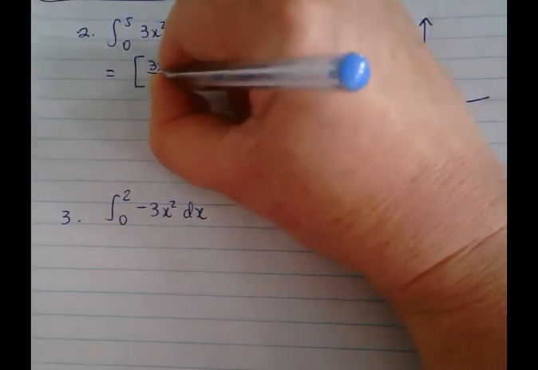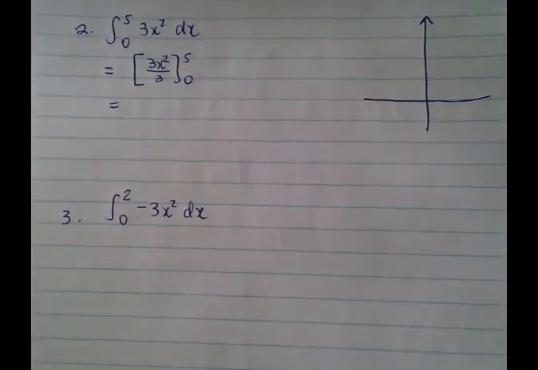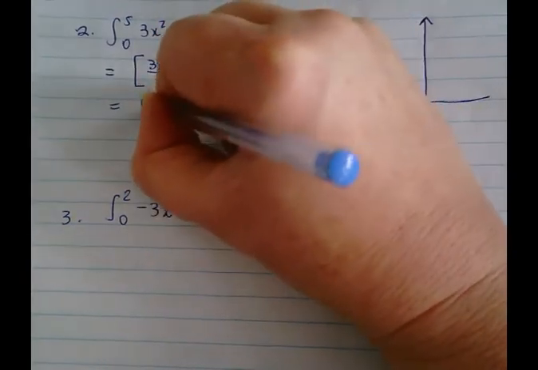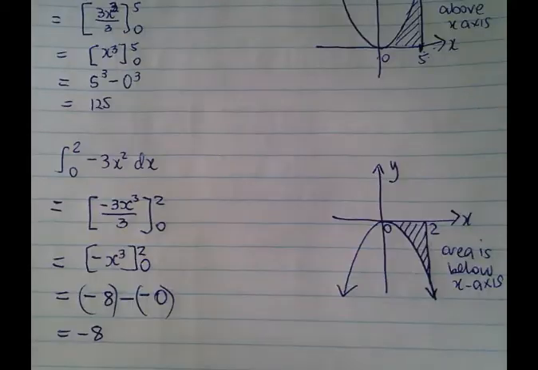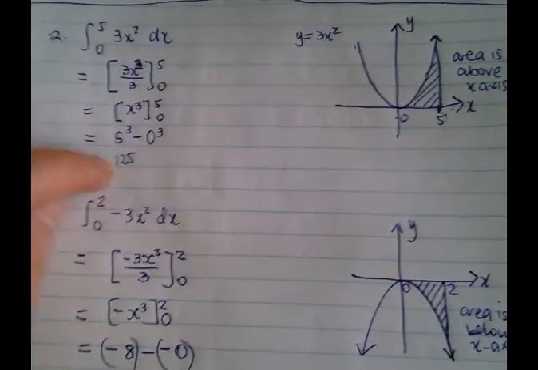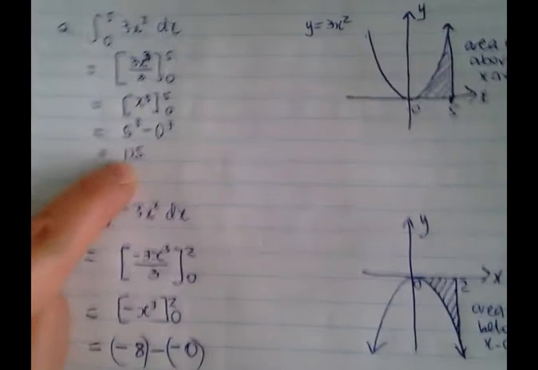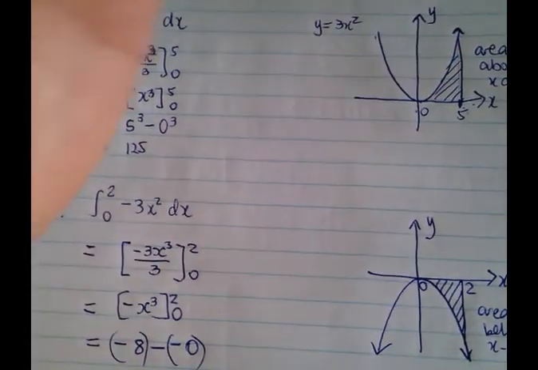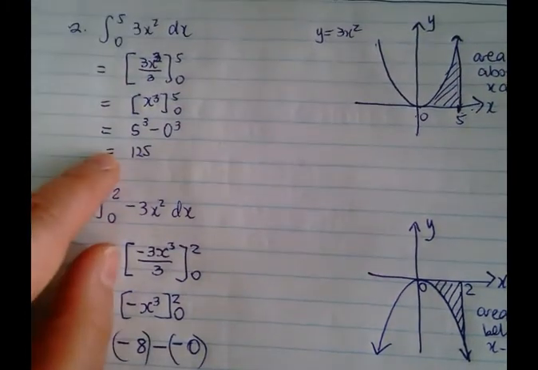3x squared between the values of 5 and 0. Very good. Which is x cubed, substitute between the values of 5 and 0. So notice I've got a positive value for my first question. The area is above the x-axis. I've got a positive answer for this second integral, because the integral is the area bounded by the curve, the x-axis, and those values.